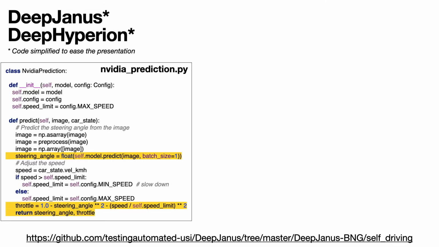So let's see how, for example, DeepJanus does it. What it does, and the code that I show here is a simplified version of what's on the website at this address, is it defines an NVIDIA predictor, which is a class that loads a Keras model that was pre-trained on images collected from BeamNG.tech that predict a steering angle from an image. This is the classical setup of an end-to-end steering predictor. It gets an image from the simulator, it predicts a value of an angle.